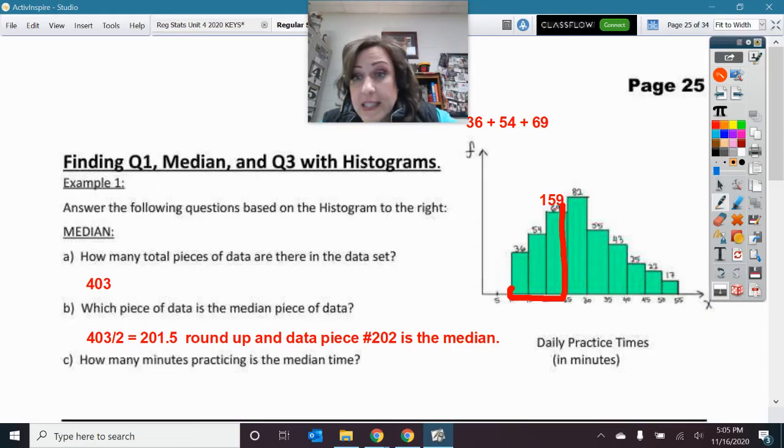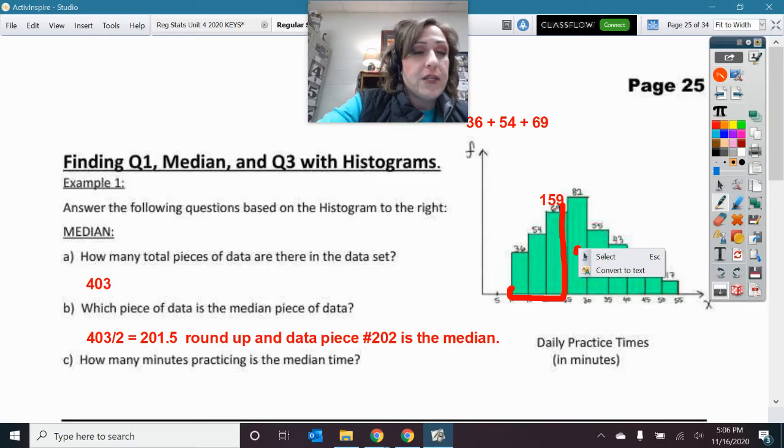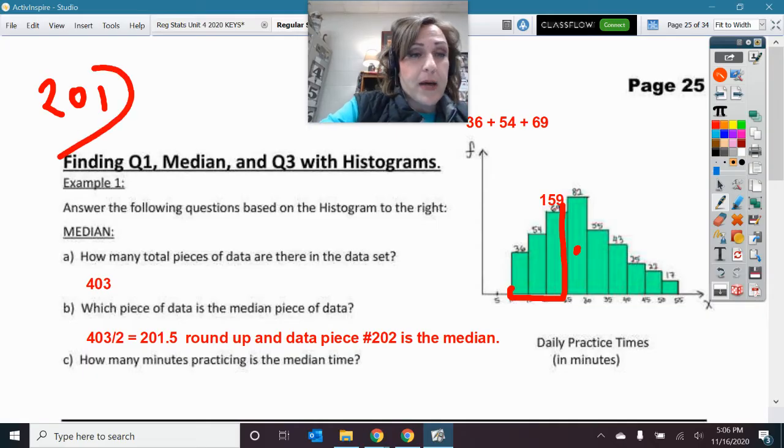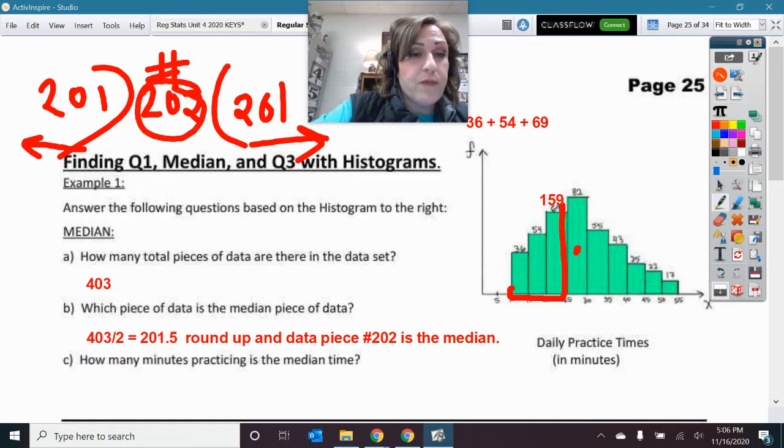Now let's see what happens when I add the next one in. That's 81, or it kind of looks like 82. If I took 159 plus this next 81, that's way over 202. That tells me that somewhere in this bar is the 202nd piece of data. So I split it: there's 201 pieces of data on the bottom, data piece number 202, and then 201 pieces on the top. That's how I get 403.